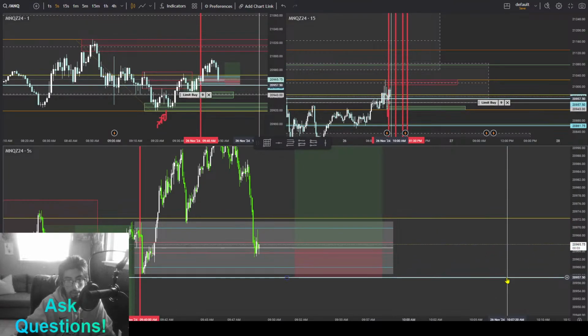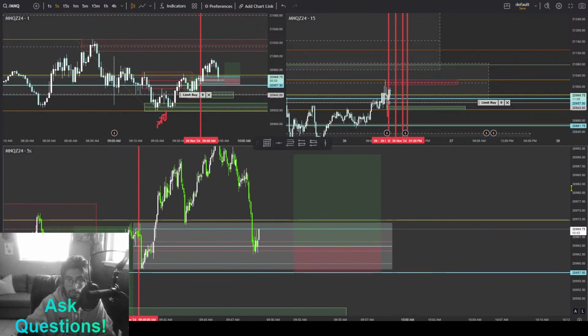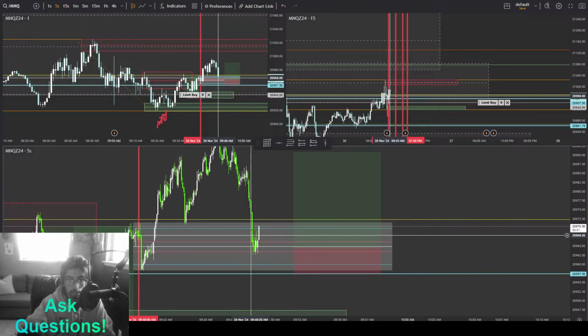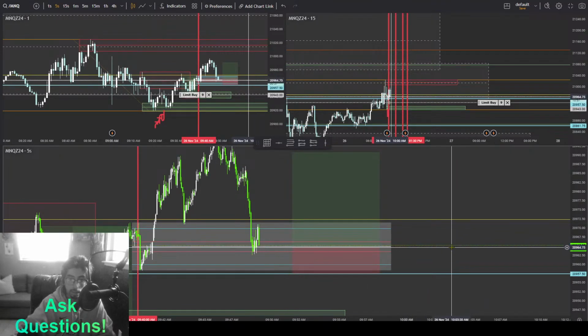Yeah, it's pretty scary. There's just way too much strength to the downside. Oh, look, there it goes. If I would have held, I would have got close to TP, but we'll see.